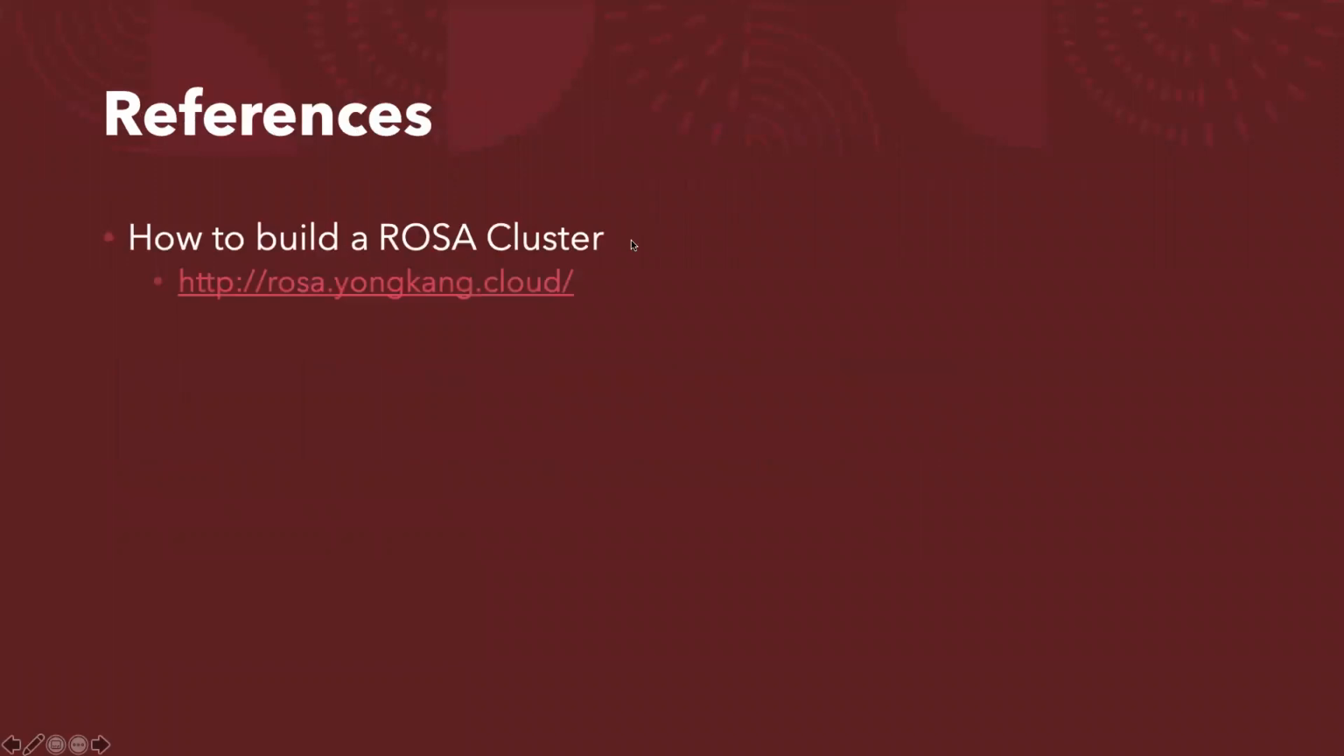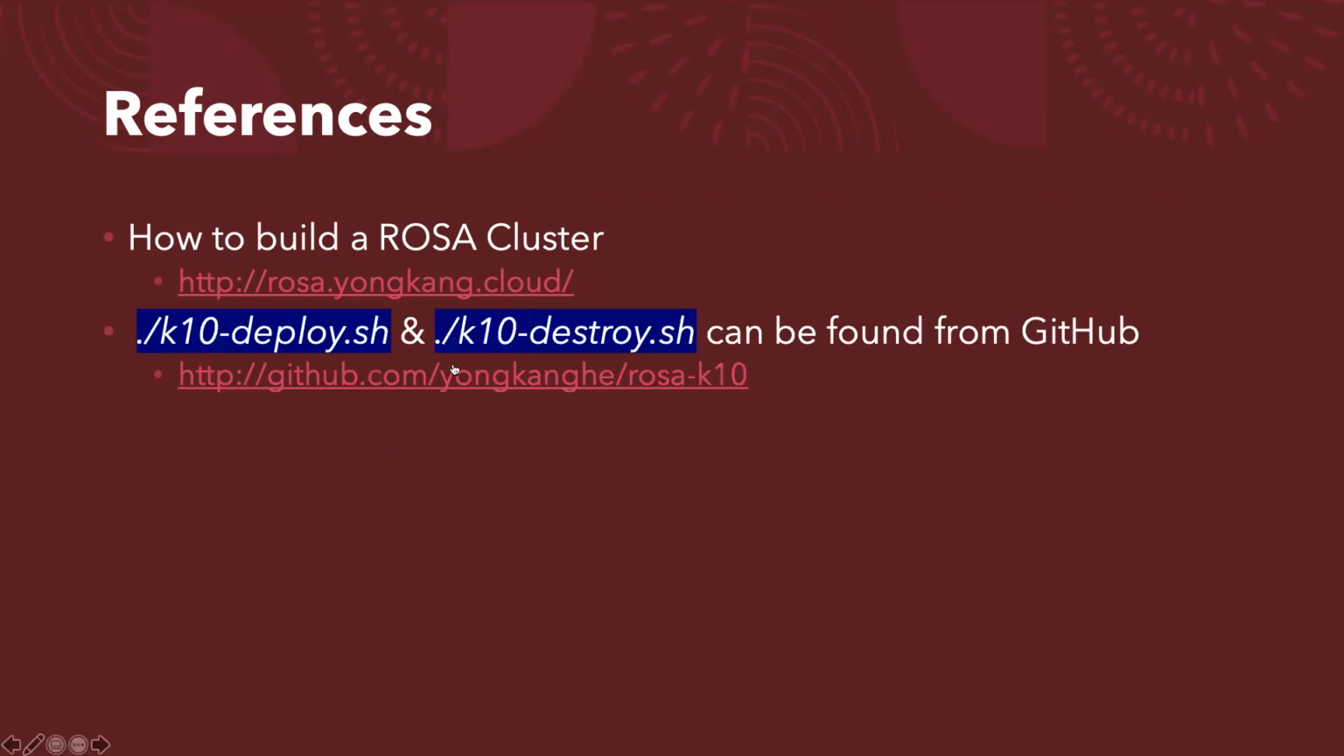If you don't have a ROSA cluster, you just click the link, or you just type into your web browser rosa.yongkang.cloud. I have a YouTube video to walk you through step by step how to create a ROSA cluster. And the Kasten K10 backup automation scripts can be found on our GitHub page. You can find the two major scripts here. One is K10-deploy.sh. The other one is K10-destroy.sh. After you complete the demo or testing, remember to run K10-destroy to avoid charges from our AWS cloud.